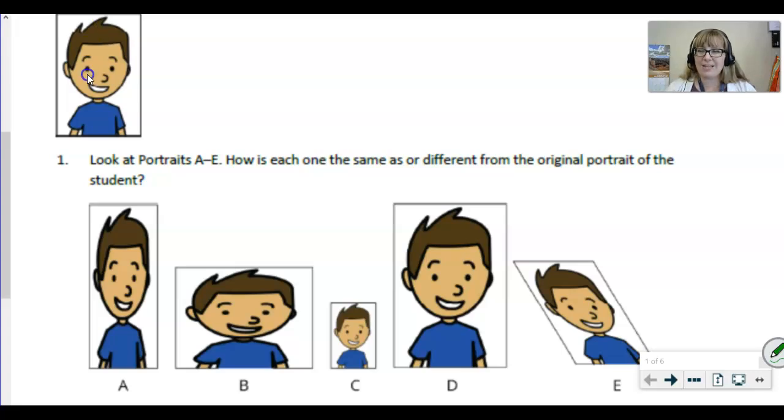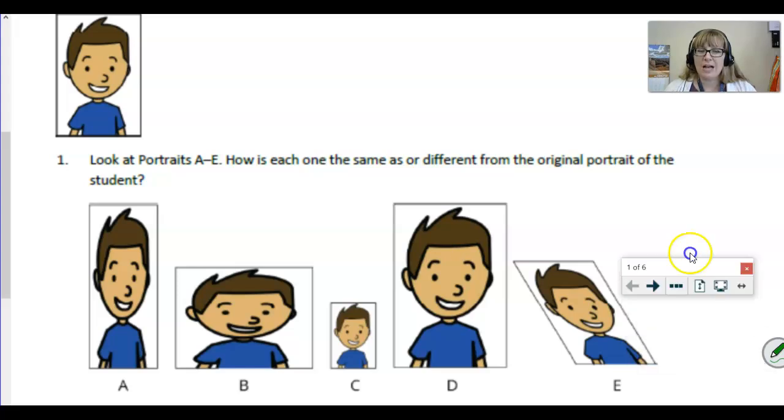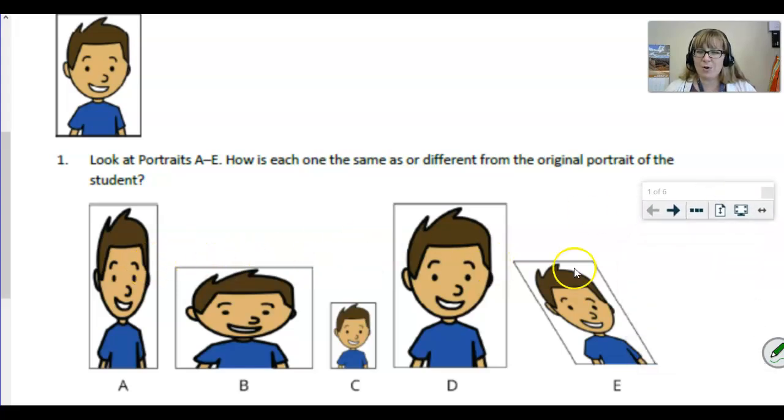Think about that. How are they the same or different from the original? Maybe go through and write down different notes. How are they the same or different? Pause the video to do that because I'm going to be moving on pretty quickly, but pause the video so that you can write down how they're the same or different.